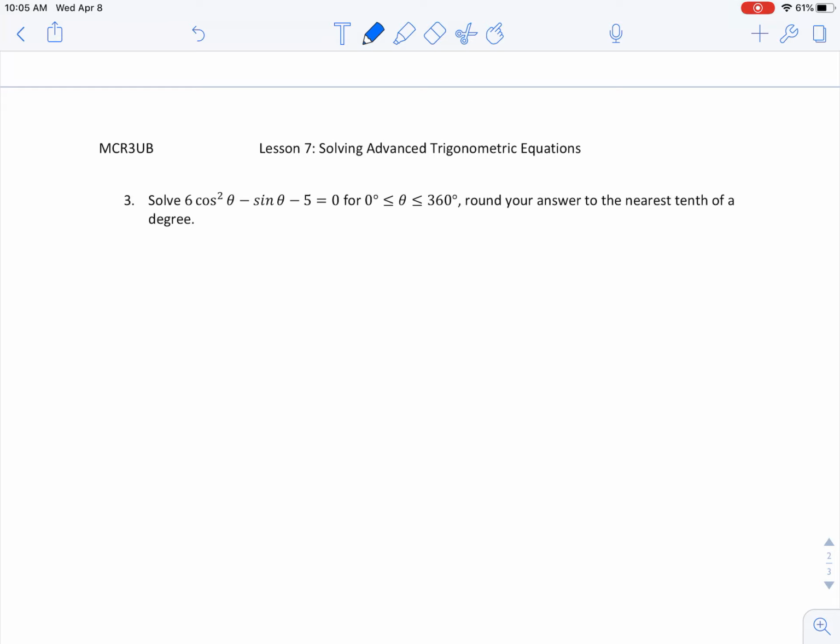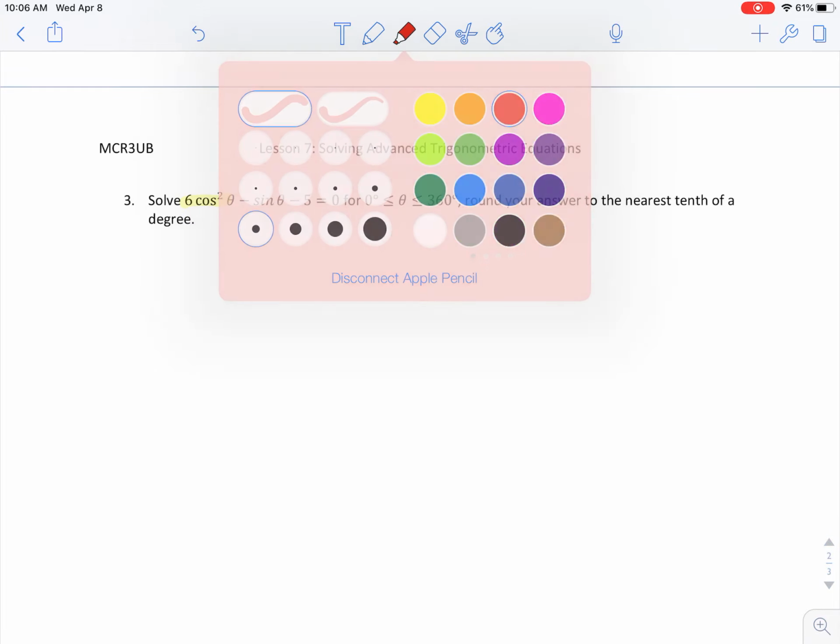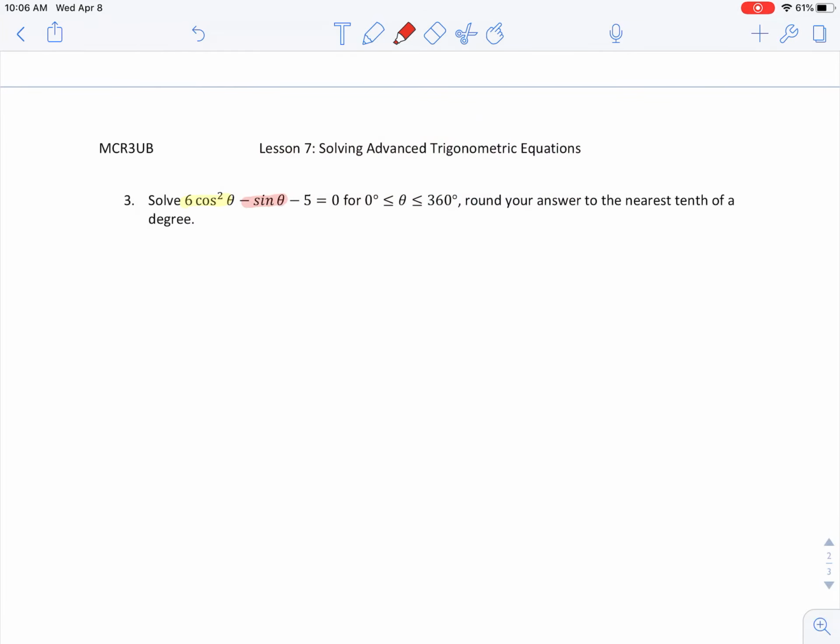Actually, this one's got a little bit of a trick, but once I show you what to do off the beginning, I think you'll be able to get it. So this one says solve, and we get 6 cos squared, but then we have a minus sine. So I've actually got two different things, so it's not a pure quadratic at the moment. And then minus 5. And again, we're between 0 and 360, and round your answer to the nearest tenth of a degree.